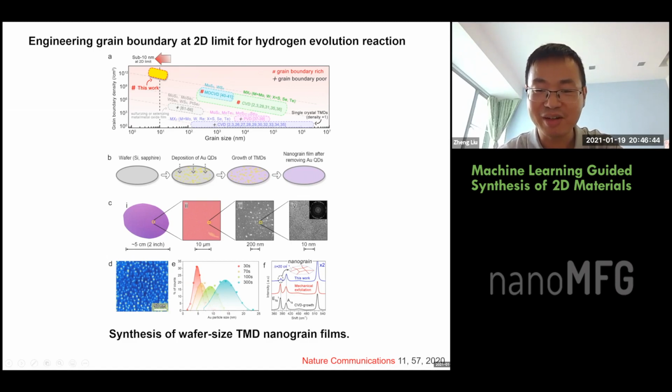Let's take a look. Okay, here, if you look at the Raman spectrum, right, because there is a highly grained structure, the E2G peak has been suppressed a lot, which indicates the interlayer interaction, interlayer vibration, has been weakened a lot.